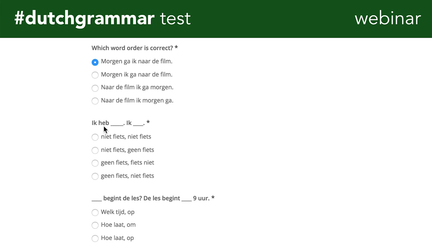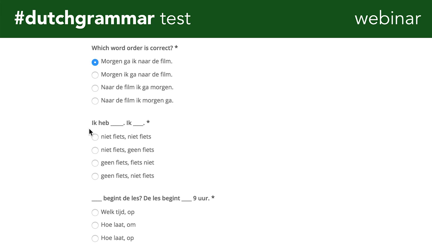Next one. The difficulty here is the word fiets. We know fiets as a noun, de fiets, the bicycle. But it can also be the conjugation of the first person singular of the verb fietsen. Ik fiets. I cycle. Now, ik heb means I have. So it's logical that it is followed by the noun fiets.